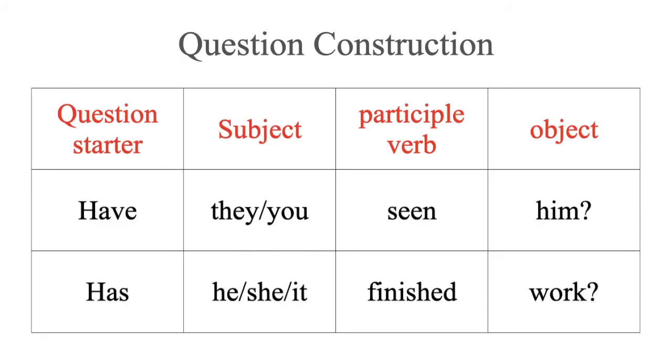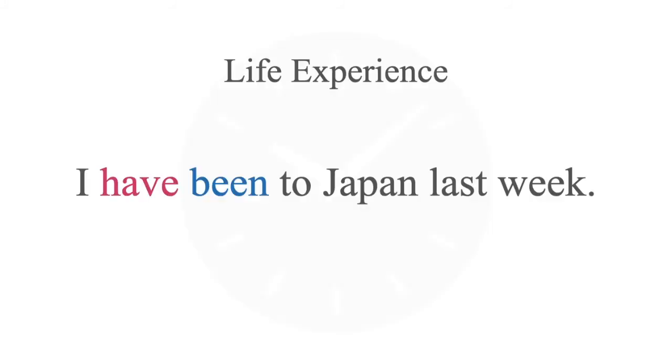When we're making questions, same again, have you seen him, or has she finished work? The same structure applies. You need to have, or has, sorry, and then the participle verb. So this is the very basic sentence construction using this grammar point. Let's look at a few examples.